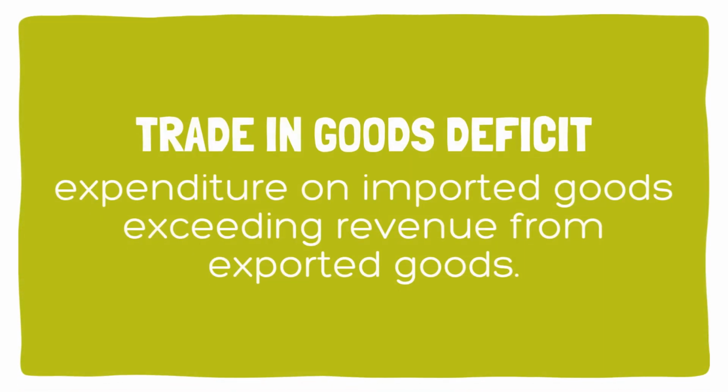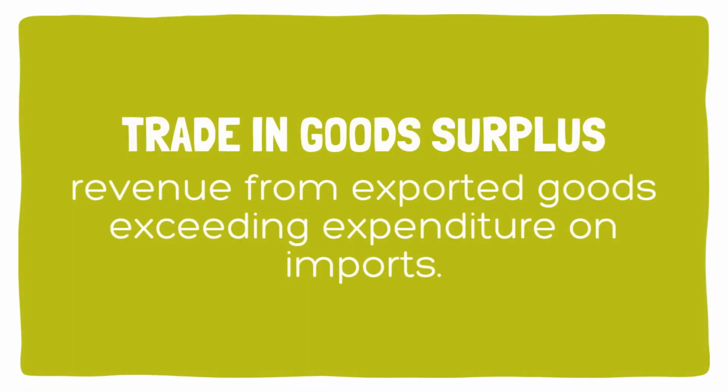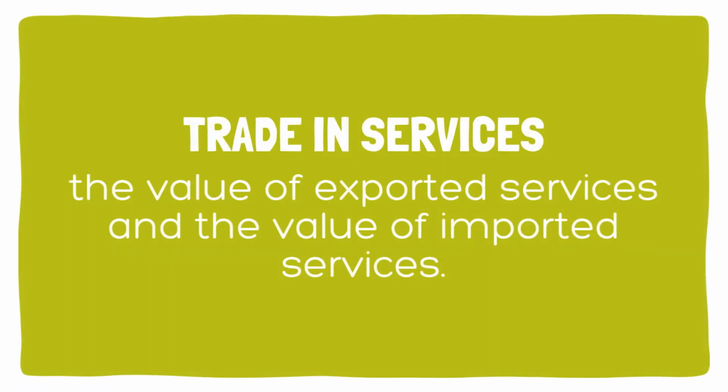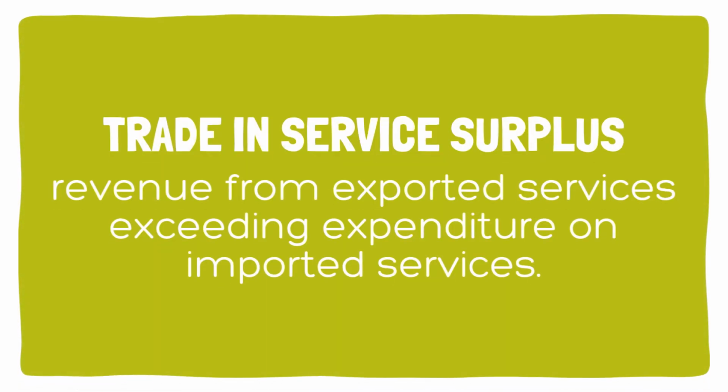Trade in goods deficit occurs when expenditure on imported goods exceeds revenue from exported goods. Trade in goods surplus occurs when revenue from exported goods exceeds expenditure on imports. Trade in services is the value of exported services and the value of imported services. Trade in services surplus occurs when revenue from exported services exceeds expenditure on imported services.